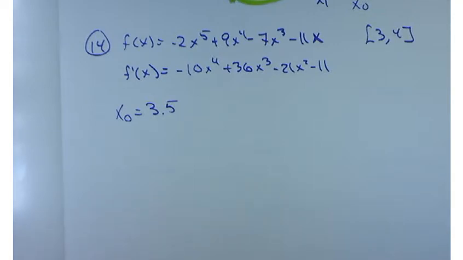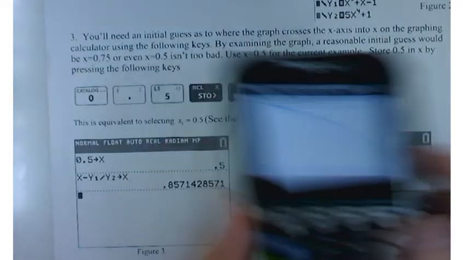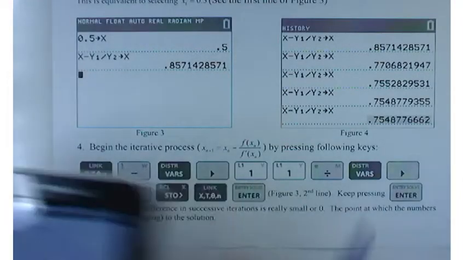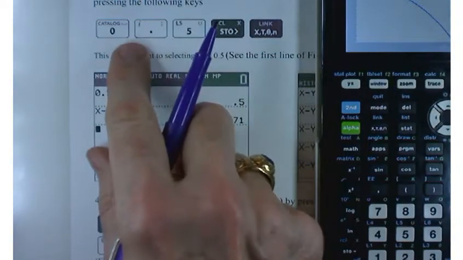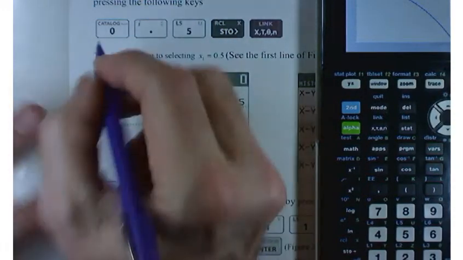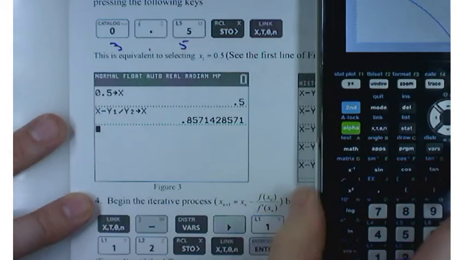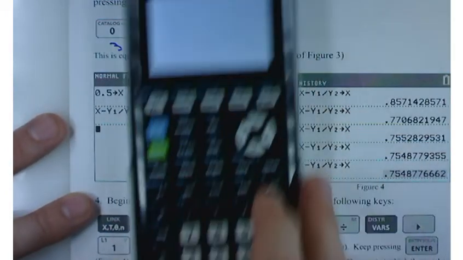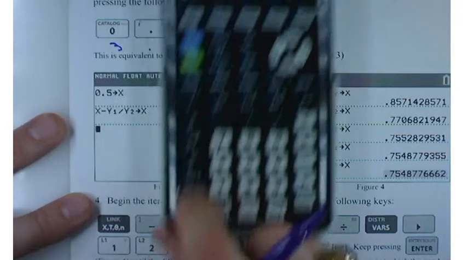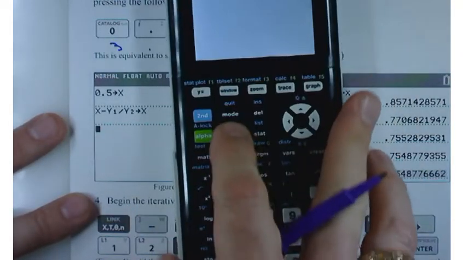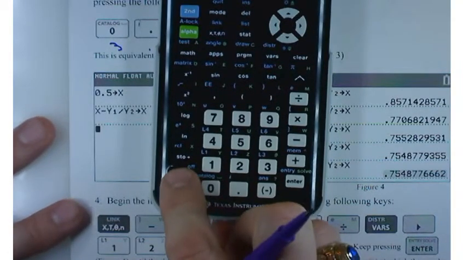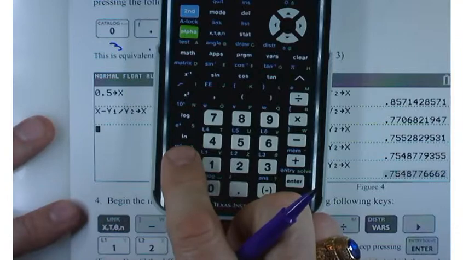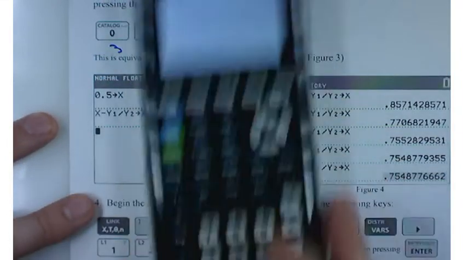So let's store our initial guess. That's this stuff right here. Here I stored 0.5. Now we're going to store 3.5. So clear out of there and do 3.5, the store key, and store that in X. The store key is right above the on button on the left-hand side. Store.